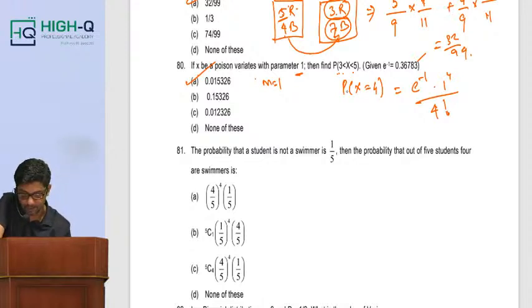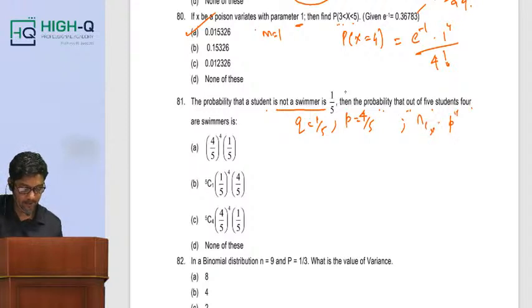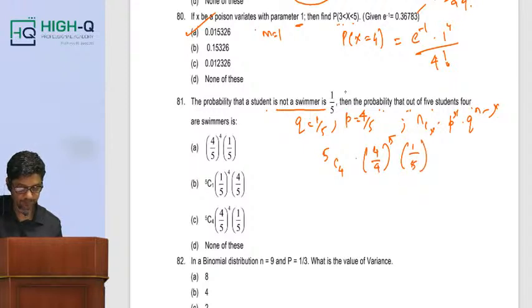Now the probability of a student is not a swimmer is 1 by 5. So Q is 1 by 5. So P is equal to 4 by 5. The probability that out of 5 students, 4 are swimmers. Okay. So they ask you to find out, binomial distribution, nCx, P power x, Q power n minus x. So which is nothing but 5C4, P power 4, Q power n minus x. This 5 minus 4 is 1.